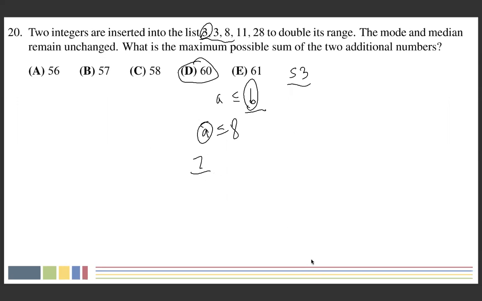As we previously mentioned, A cannot exceed 8, and it cannot be equal to 8, because that causes a contradiction. So A just has to be equal to 7. The maximum value A can obtain is 7, and the maximum value B can obtain is 53, which means the maximum value they can obtain together is 60. So we cannot do any better than that, and our answer is D.